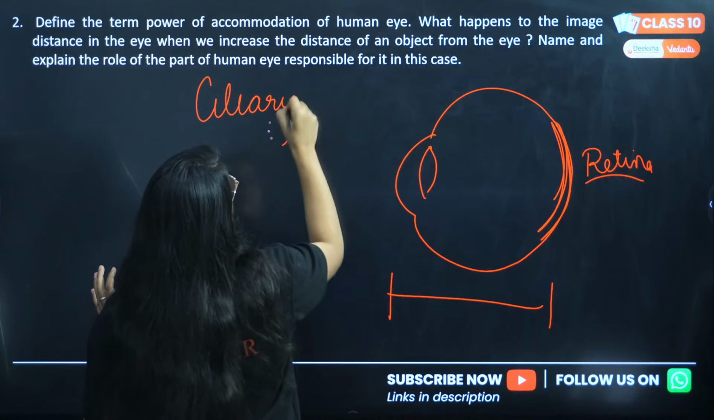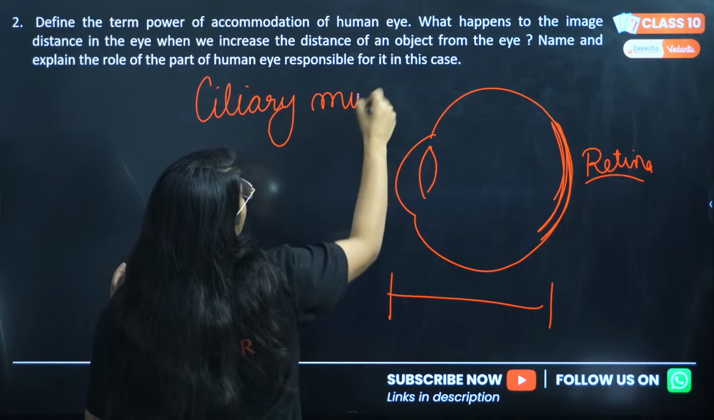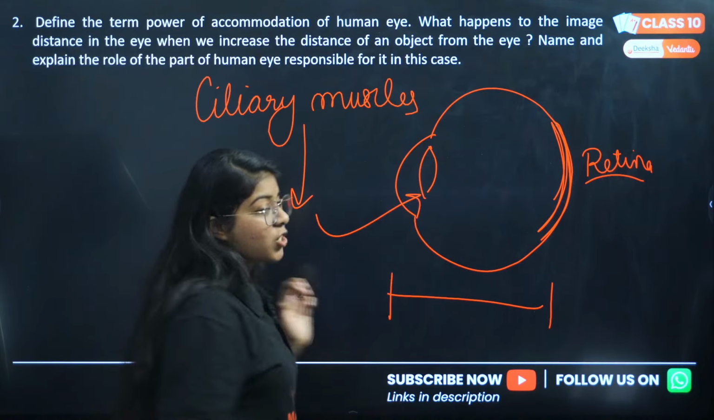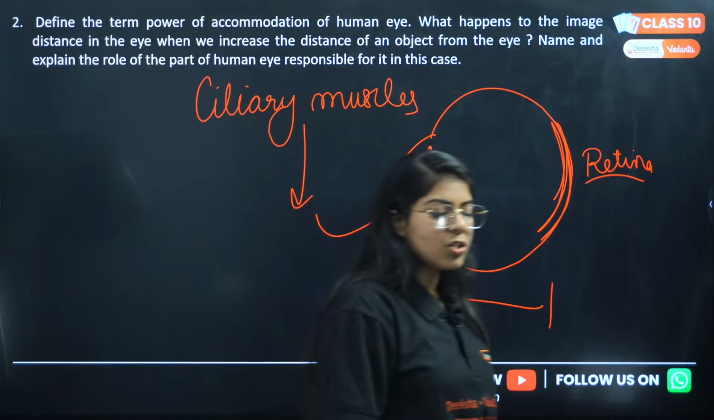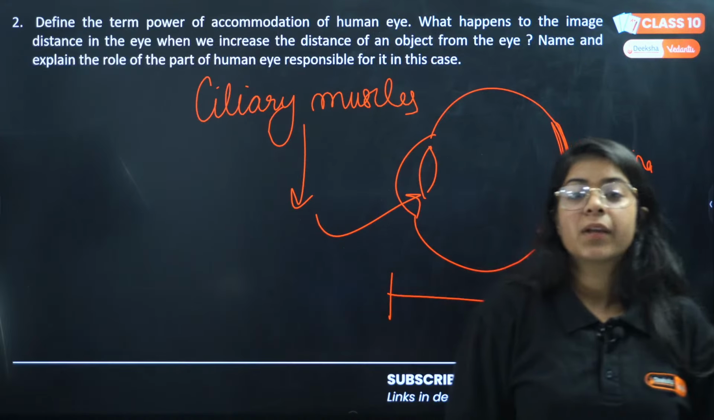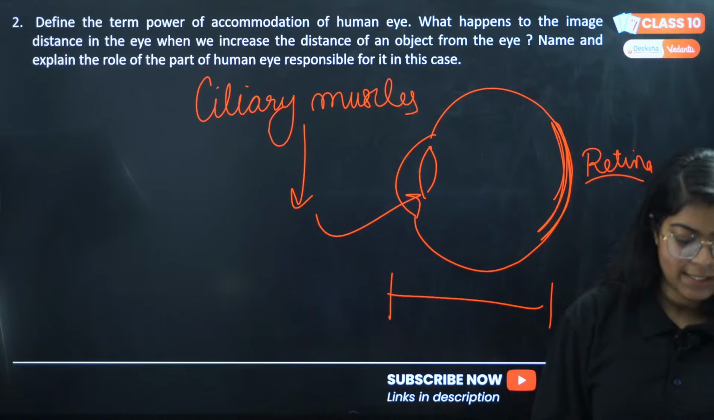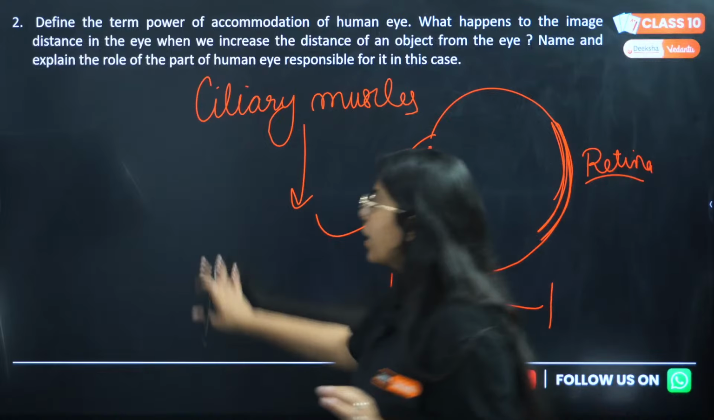Correct? The ciliary muscles are there, and because of these muscles the lens can change its shape and hence the image is always formed at the retina. Correct? Let's move on to the next question. Yes, ciliary muscles is the correct answer.